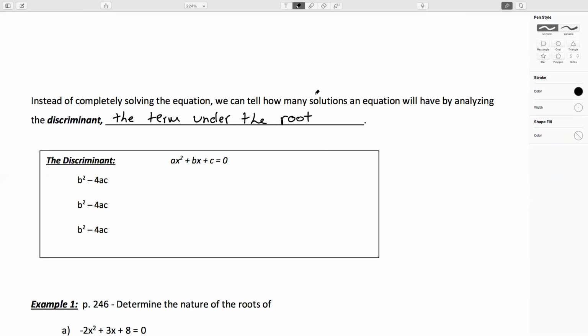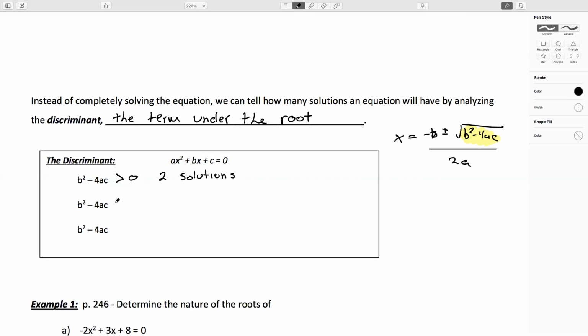So in the quadratic formula, x equals minus b plus or minus the square root of b squared minus 4ac all over 2a. So our discriminant, the thing we're interested in, is b squared minus 4ac. So if b squared minus 4ac is greater than 0, then we're going to have 2 solutions.